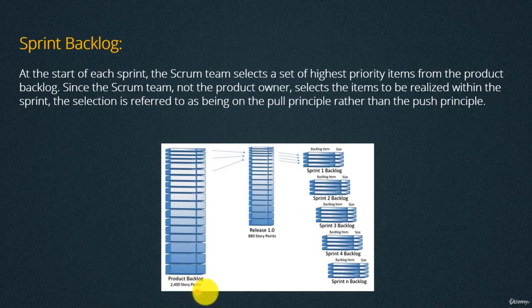So like we see here, for example, we have a product backlog, then we have release number 1, then from release 1, we have sprint 1, sprint 2, sprint 3, until sprint 4, and so on. In some projects, we don't have a release in the middle. We just go from product backlog to sprint backlog. It depends on the size of the project.